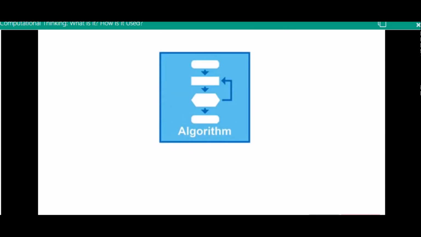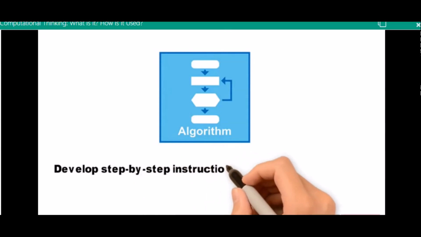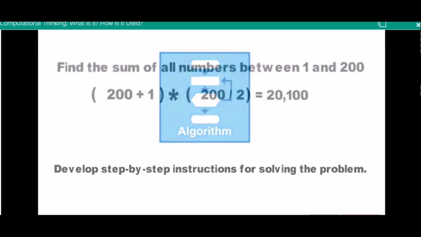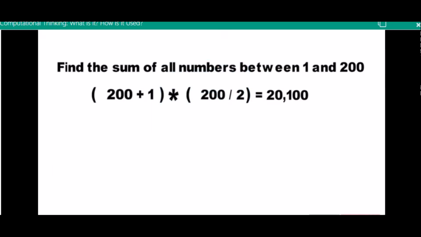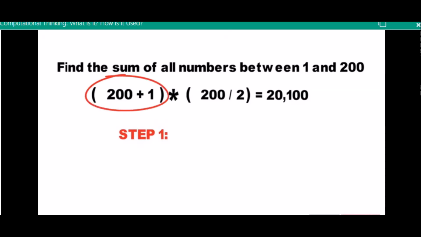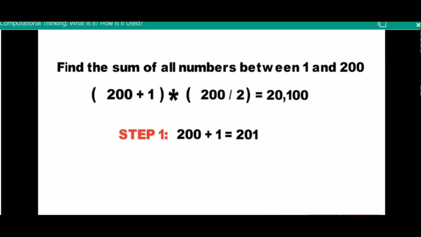The fourth and final step of the computational thinking process is algorithm design. Algorithm design involves developing step-by-step instructions for solving the problem, which you can use again to solve similar problems. In our original problem, we had to find the sum of all numbers between 1 and 200. Step 1. Find the sum of 200 plus 1. 200 plus 1 equals 201.